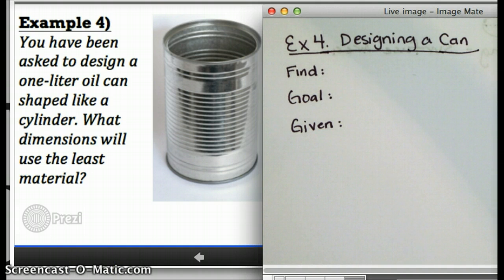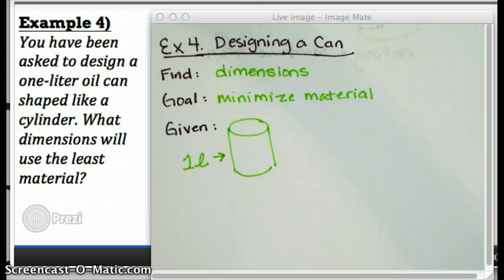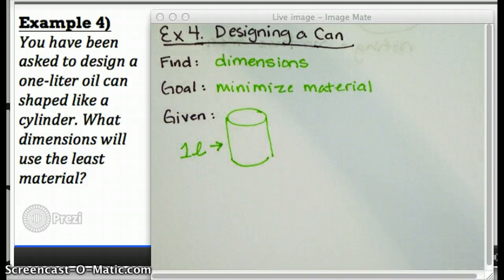Tell me what we're trying to find, what the goal is, and what we're given. So if I were just starting this problem, I would probably say what we're trying to find is the dimensions, and what we're trying to minimize is the material. And what we know is that the can is 1 liter. But we can actually be more specific about all 3 of these things that I just said.